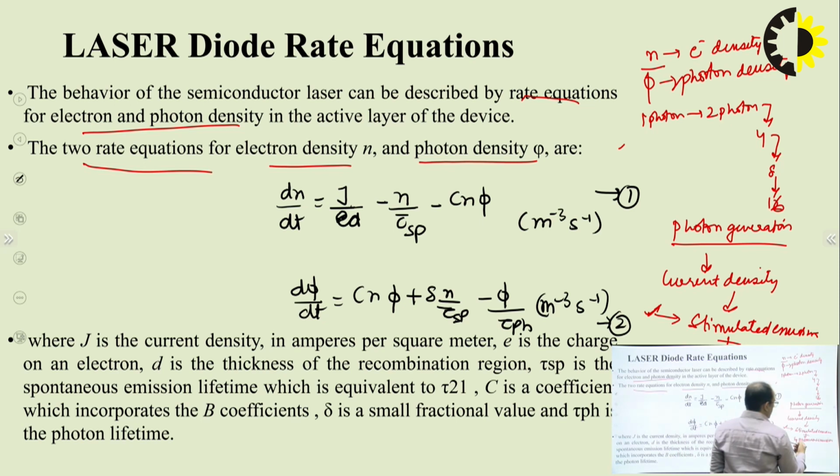Clear? And keep in mind the loss of photons, due to what? Due to attenuation, you can say, due to the reflectivity at the mirror. Clear? Due to the reflectivity or attenuation.